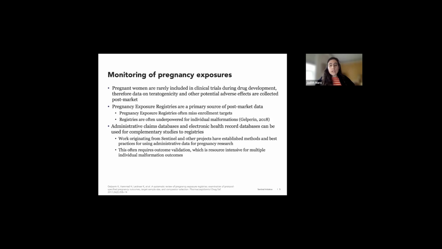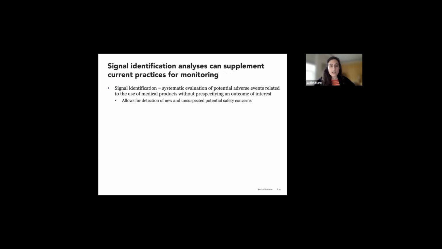So when we do pregnancy research, often, especially in targeted studies, there has been a requirement for outcome validation. And that can be resource intensive when we have multiple individual malformation outcomes we might be interested in, as is the case in signal identification. So what is signal identification and how is it different than a targeted study?